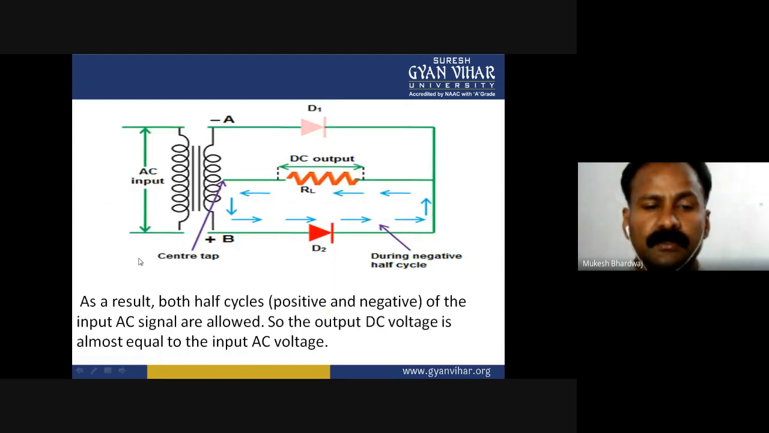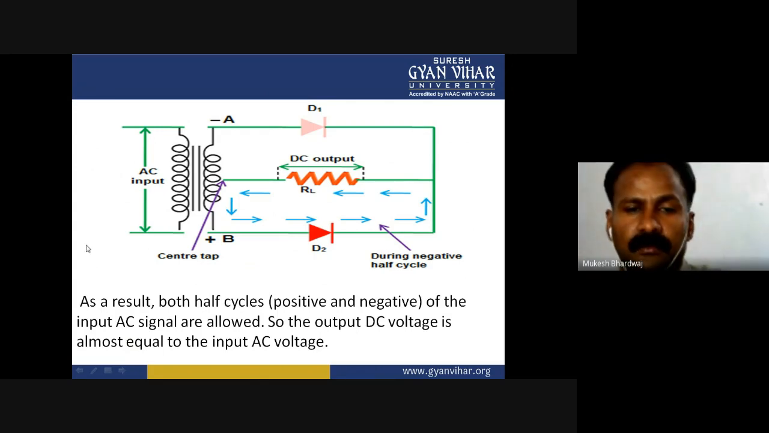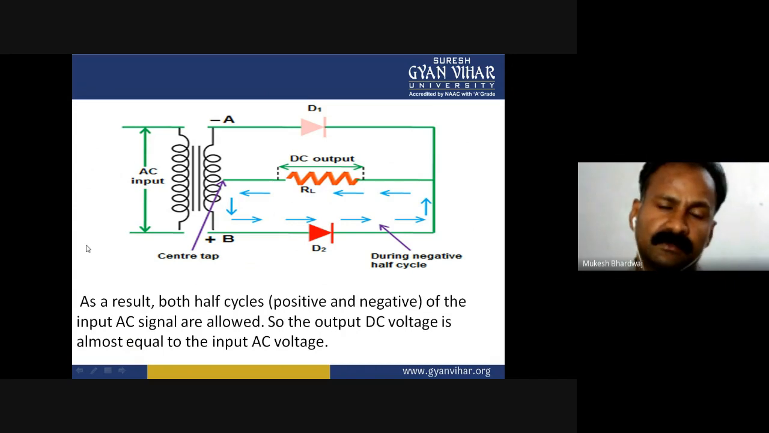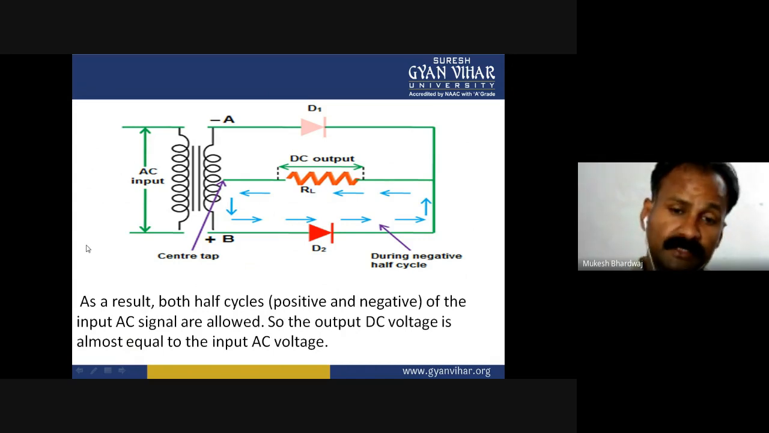So this is the diagrammatic representation for the negative half cycle. Diode D2 starts conducting and diode D1 turns off, and the current starts flowing through the load resistance in the same direction as it flowed through D1. As a result, both half cycles, positive and negative, of the input AC signal are allowed. So the output DC voltage is almost equal to the input AC voltage.